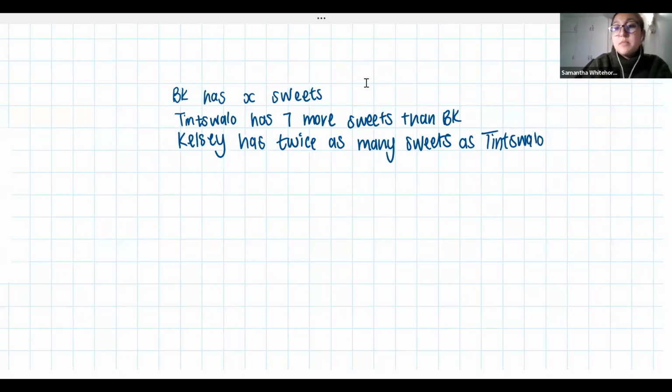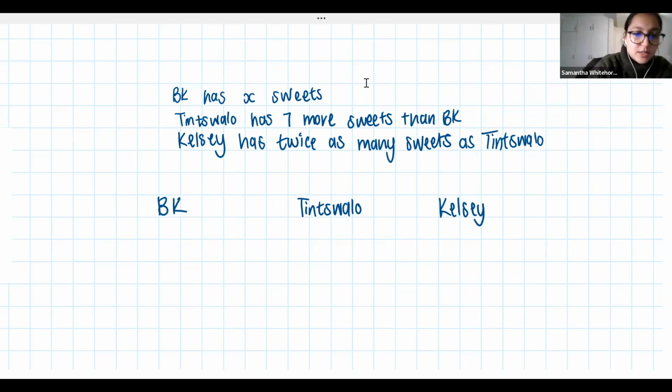Right, so I could add as many people or as many things as I wanted to, but then I could ask you for an expression for all of the people, all of the situations that I'm talking about. So here we've got 3 people. We've got you, Swallow, and Kelsey. And then you just break it down for yourself. So you've got X sweets. If we now move on to our next information, Swallow has 7 more sweets than you. So this would be X plus 7.